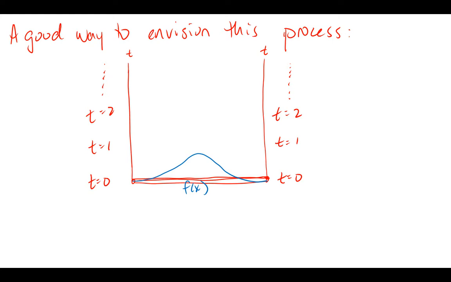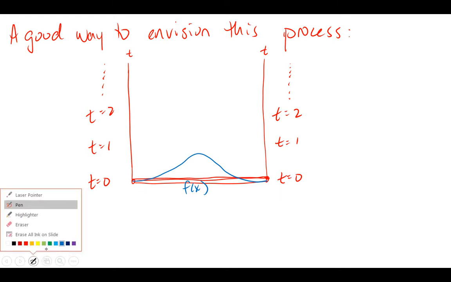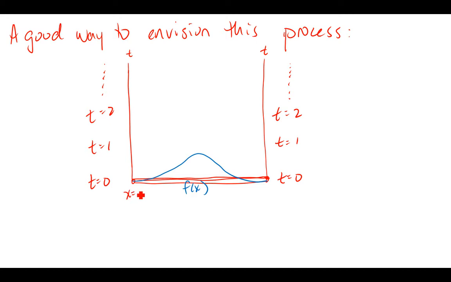And one more thing I'll label for you is that this is the left side of the bar and this is the right side of the bar. Let me switch back to red. So x equals 0 is here, and this is x equals L, the other end of the bar. Of course, we know this first one, f of x. That's the temperature profile.